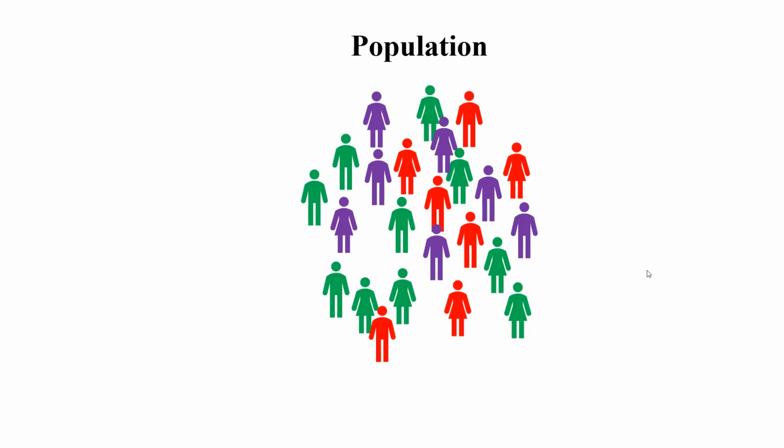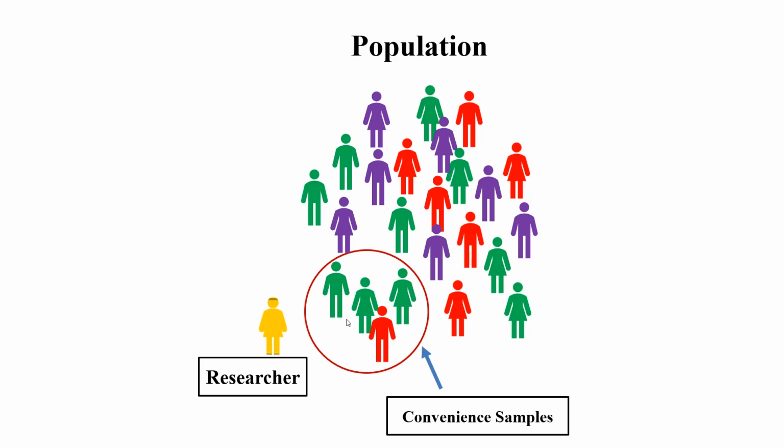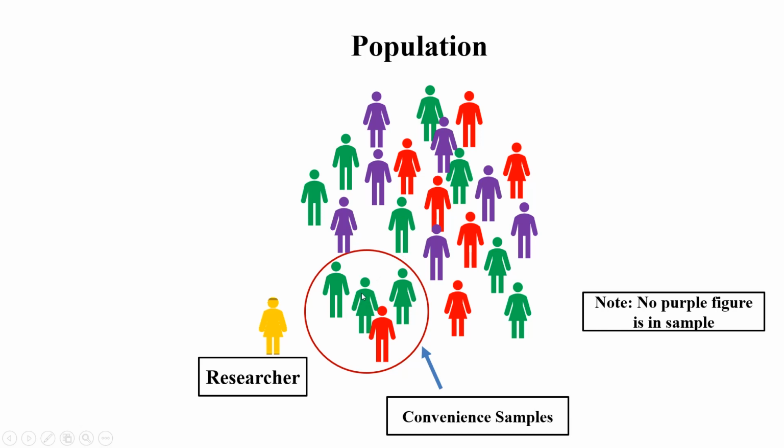Let's assume that this is the population of a researcher. The researcher selected only 4 people out of the population because he or she finds that this group is near his or her residence or an easily approachable area. So these four persons are convenience samples. However, it is important to note that in this group, the purple figure is not in the sample, so it can create biased results.